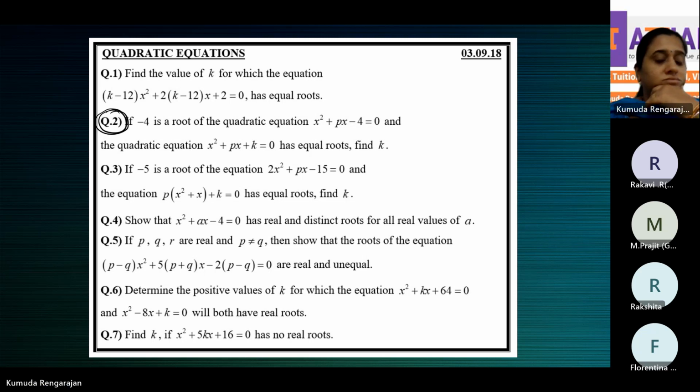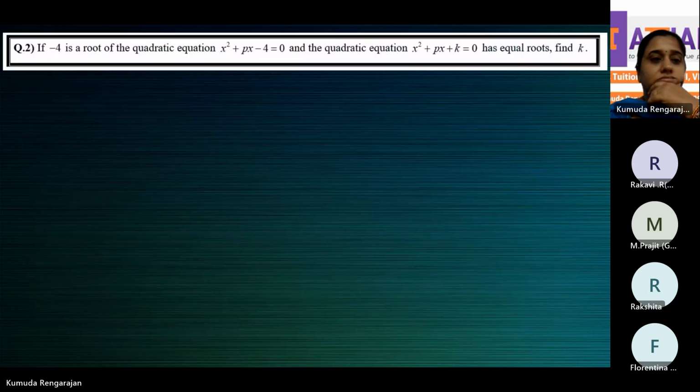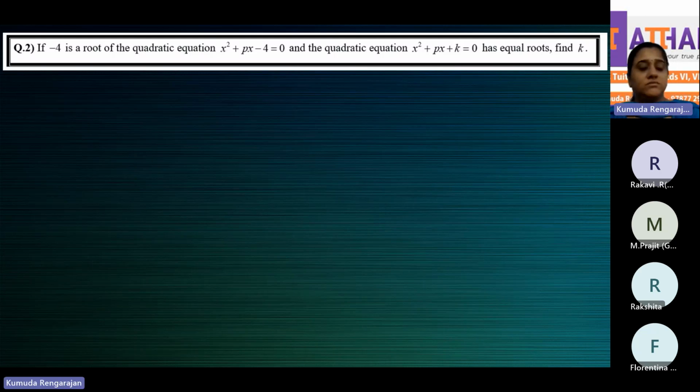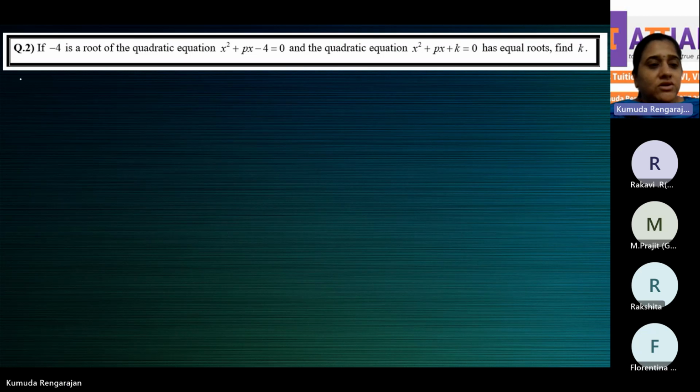Done, children? Okay. We'll first work together, children. You don't write down first. Now, if minus 4 is a root of the quadratic equation x squared plus px minus 4 is equal to 0, I'm not reading the question beyond that, because here itself we have sufficient information to work something. So we'll not read the question ahead.